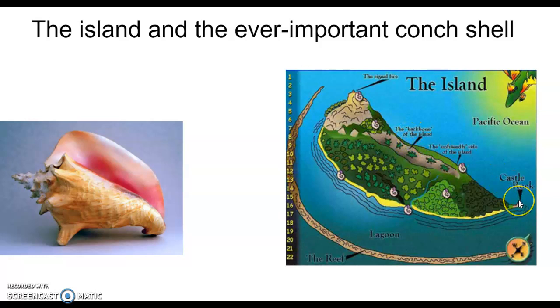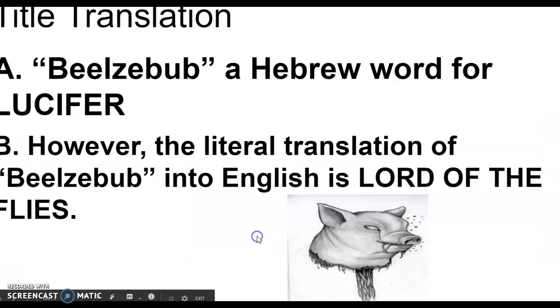Here we see Castle Rock. They describe this part of the island where the pink rock is. That's Castle Rock. And here we have the lagoon and then the reef. Those are all different things that you will see the boys refer to.